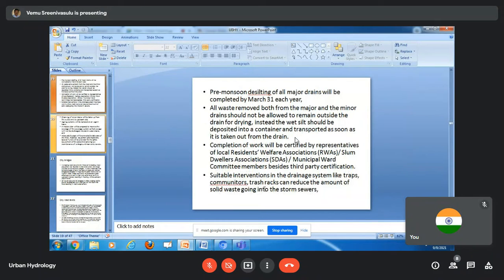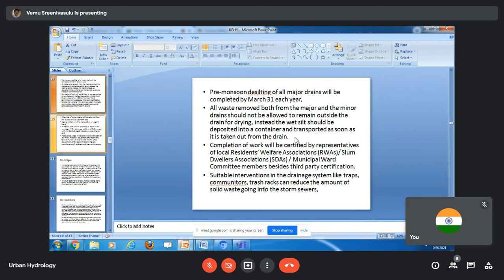Pre-monsoon desilting of all major drains will be completed by March 31st each year. Generally, the monsoon will start in the first week of June. So therefore, all types of operational maintenance, desilting, should be done before March 31st. That is, of course, the end of the financial year also.